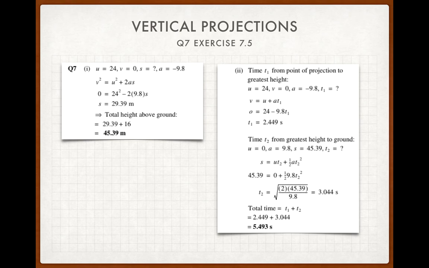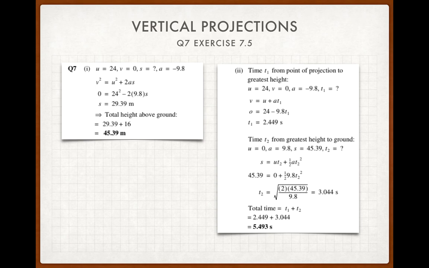So u is 0 because we're looking at the second part of the motion. The acceleration is 9.8 because we're looking at the second part of the motion. Total height, we had that, and we calculate t2. That works out around 3 seconds. So the time taken to go up and the time taken to go down, we add those together and get about 5.5 seconds. That's the long way.